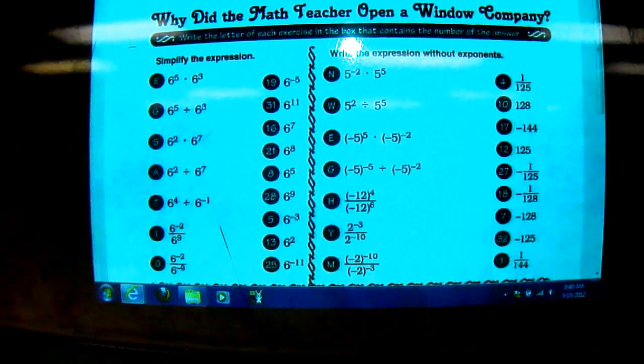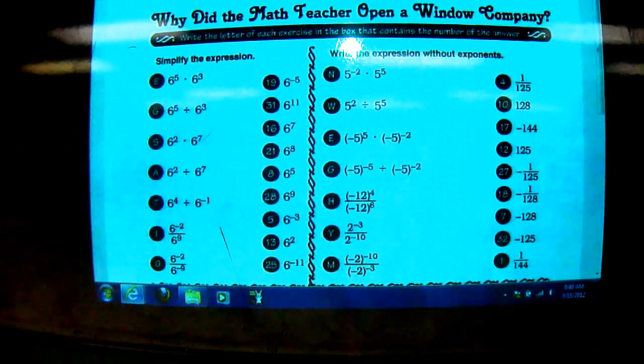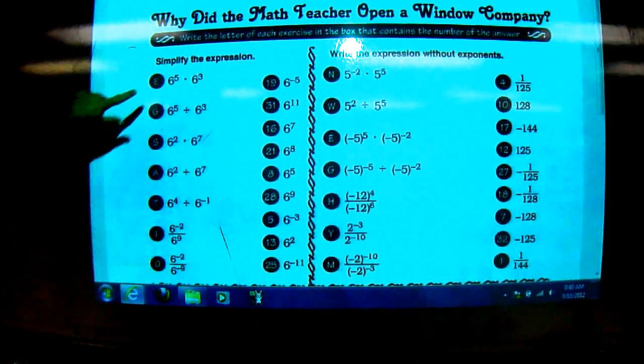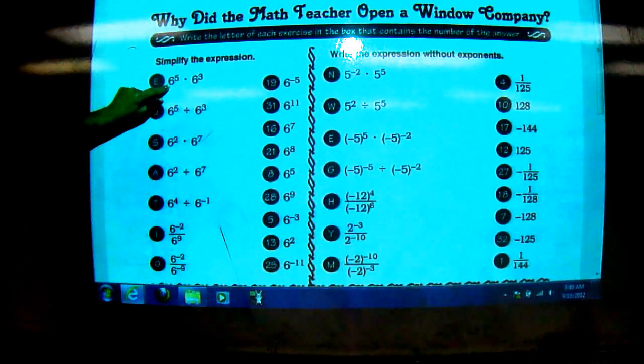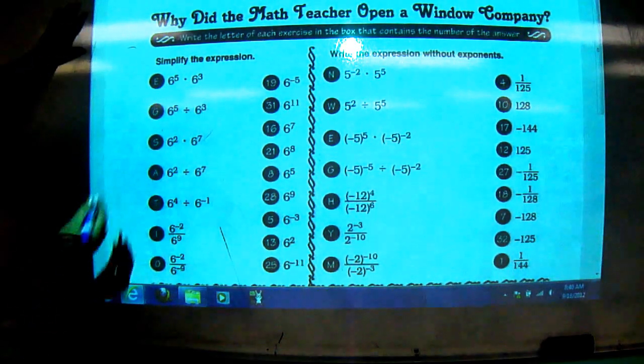Okay, why did the math teacher open a window company? This is review. We just have to remember what we do with exponents. And what we do if we're multiplying exponents, the reason we do it, think about it.